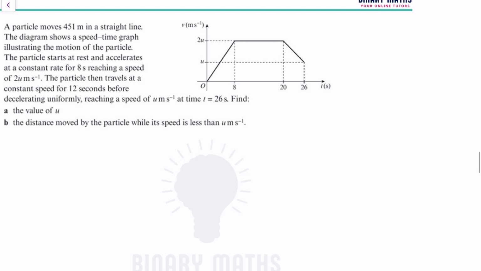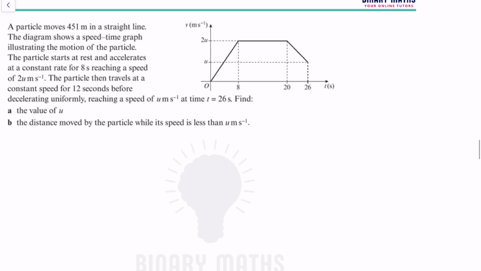A particle moves 451 meters in a straight line. So I know that's the area under the curve. The diagram shows the speed time graph illustrating the motion of the particle. The particle starts at rest and accelerates at a constant rate for 8 seconds, reaching a speed of 2u meters per second. The particle then travels at a constant speed for 12 seconds before decelerating uniformly, reaching a speed of u meters per second at time t equals 26. Find the value of u.